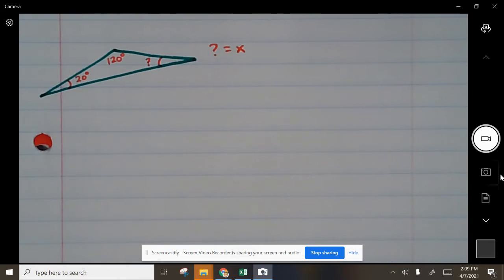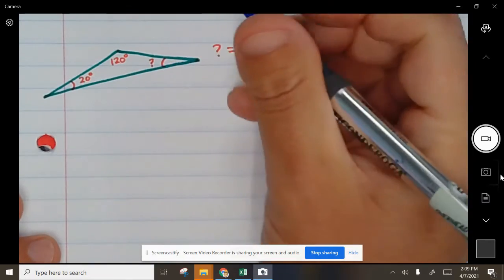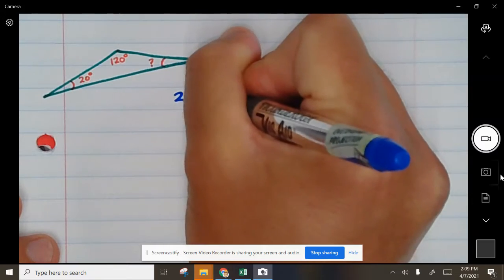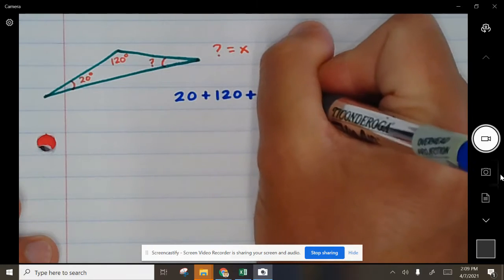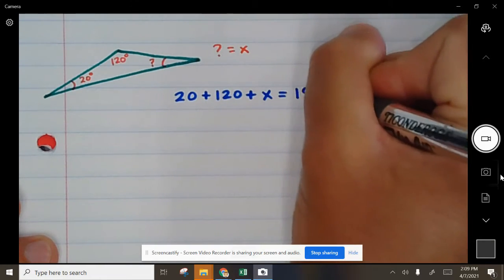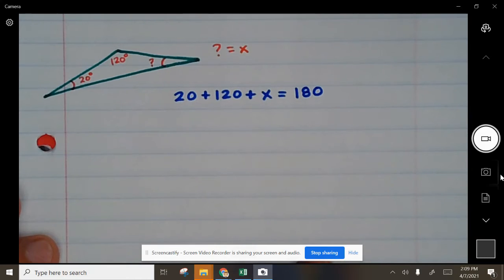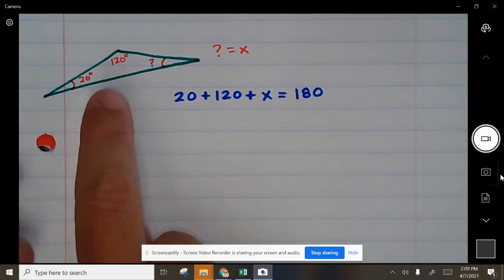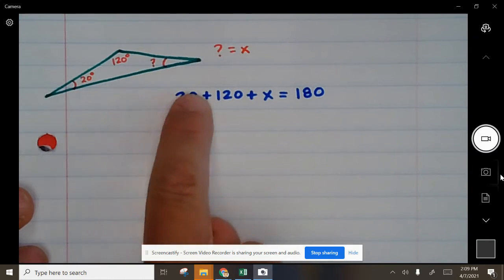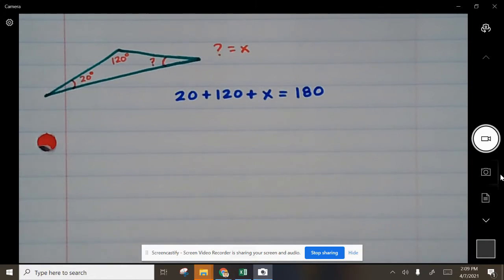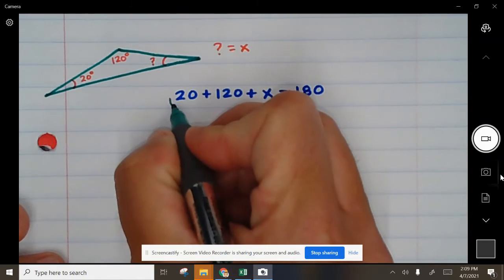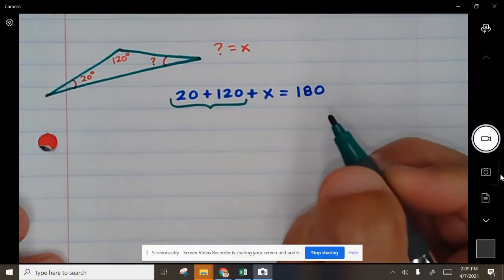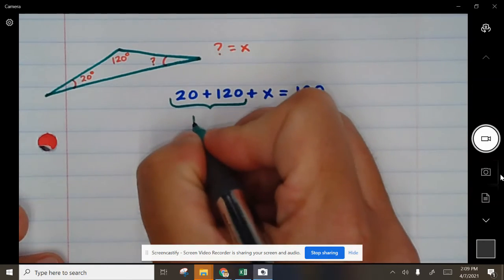Now, if you wanted to set this up in an equation, or the formula, 20 plus 120 plus X all equals 180. Do you see how that makes sense? All three angles in the triangle add up to 180. Pretty simple. If you were doing this in your head, many of you could, but solving the equation with your equation skills, that's perfect. That's what I want to see.